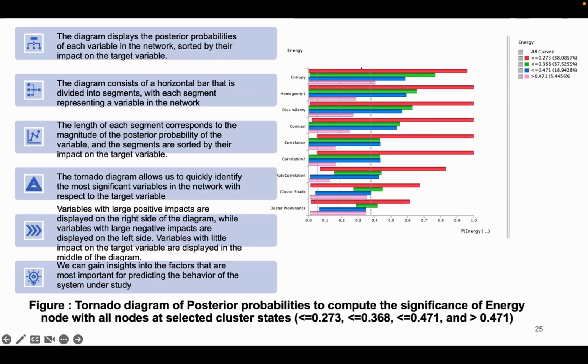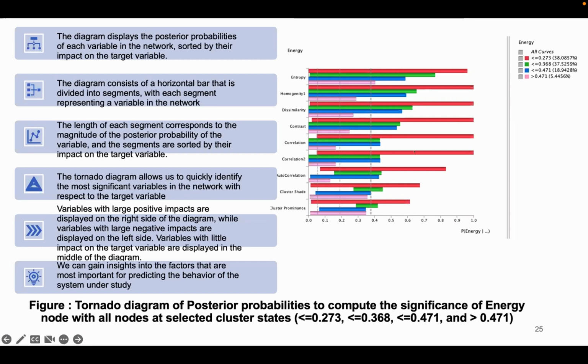There you can see that this diagram shows the posterior probabilities for each variable in the network, sorted with respect to their impact on the target variables. This diagram represents horizontal bars divided into segments, with each segment representing a variable in the network. The length of the segment corresponds to the magnitude of the posterior probabilities of the variables, and segments are sorted by their importance or impact on the target variables.